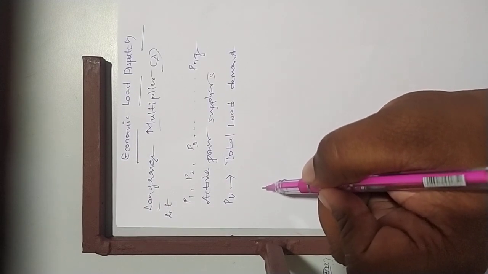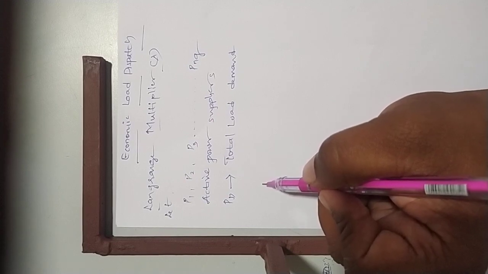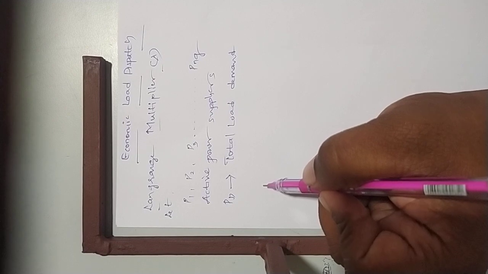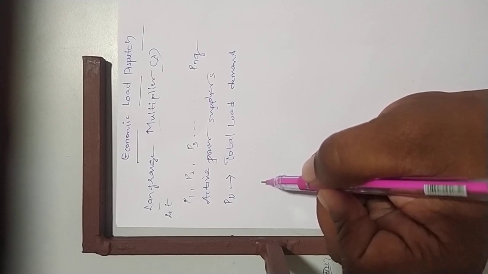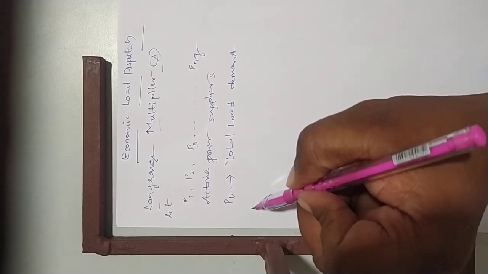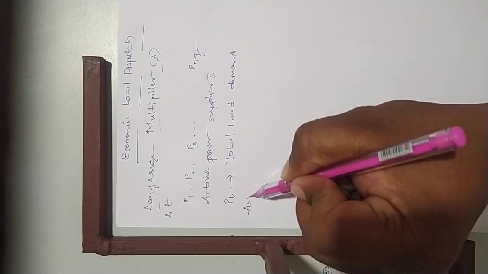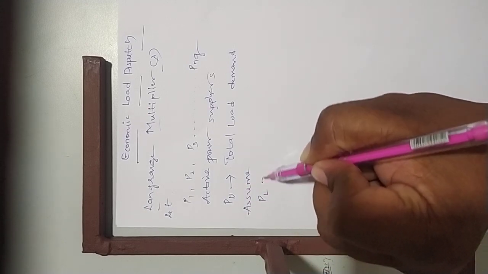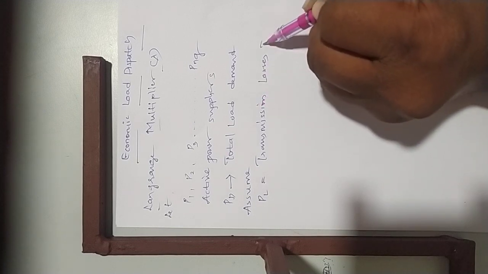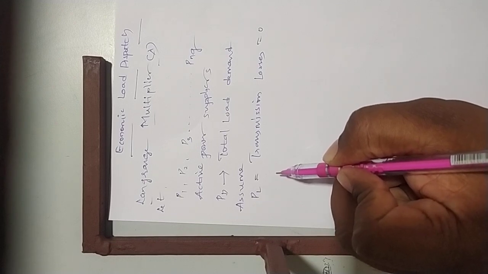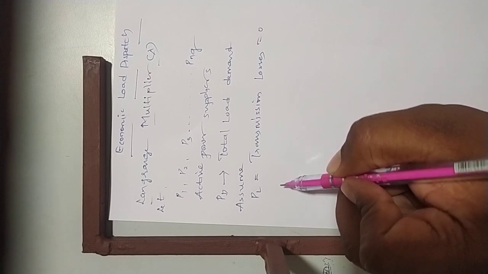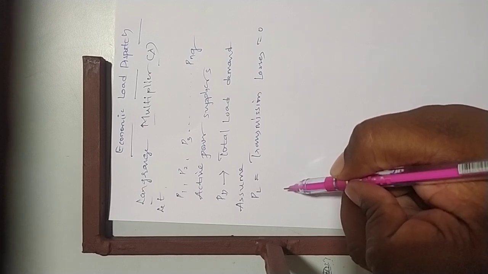Then there are two methods. In one we consider that the transmission losses are 0 and there will be equal incremental production cost. In some books they have given incremental cost and in some books incremental production cost. Both are the same. In this first method, we assume that the transmission losses PL are 0, and all have the same incremental production cost.